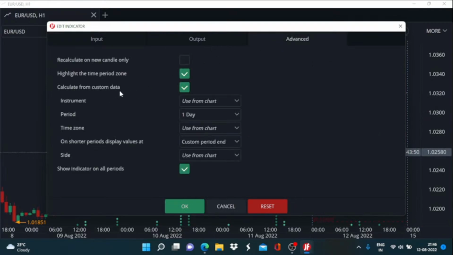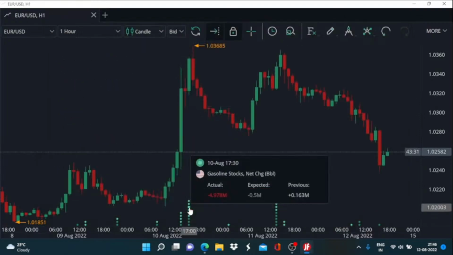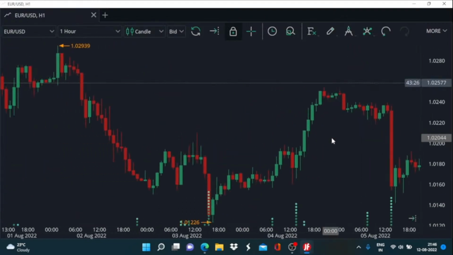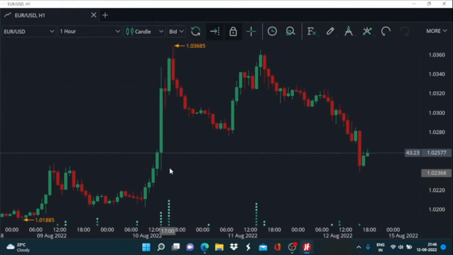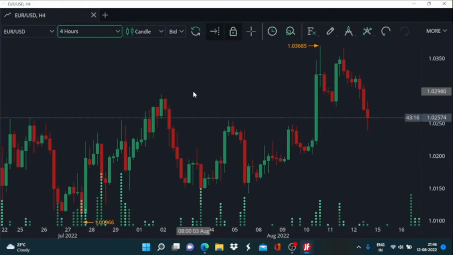Coming to the calculate from custom data, we can opt for the instrument to be used from the chart, or if you want it to be fixed, then you can specify it and the plotting will be done only for that instrument. The calculation period can be changed. You can opt for day. If you want to make it weekly, then all you have to do is change it to weekly, and you will see that the new plotting will be for the whole of the week. It is yet to appear, but it should appear pretty soon. Let's change the chart to 4 hour.